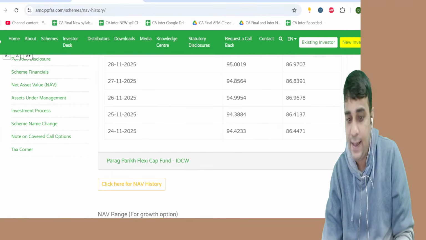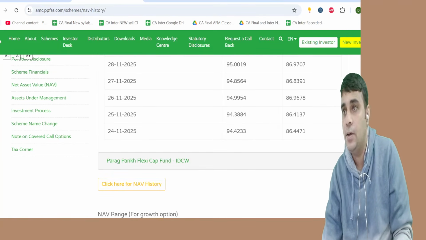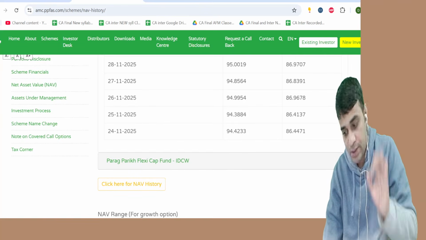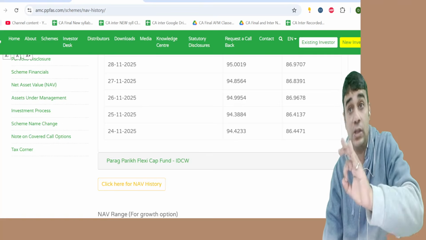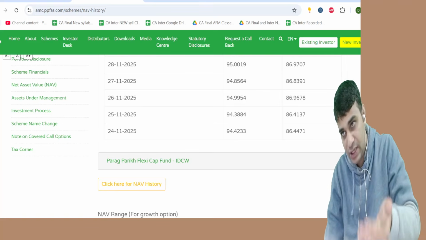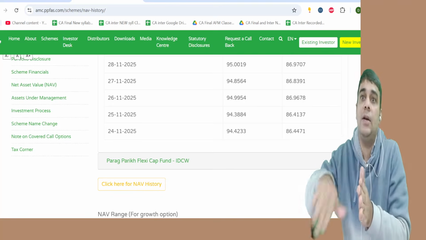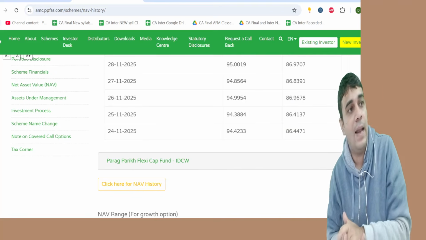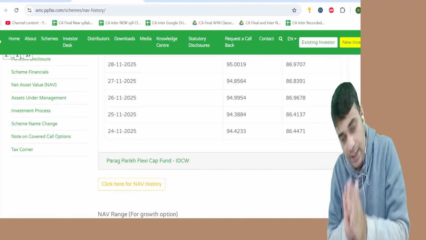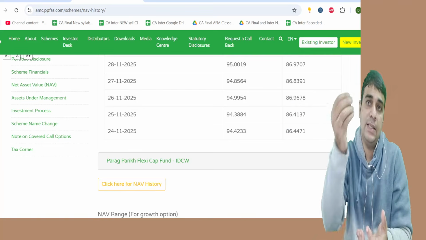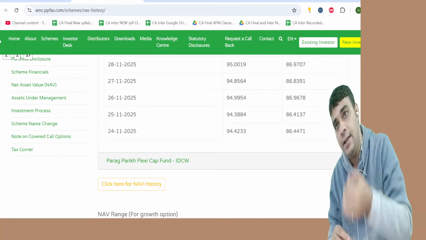Any trading day, the NAV will be declared by the mutual fund. NAV can go up, NAV can go down. This is for an open-ended scheme. Close-ended also, they'll declare the same NAV. They will declare the NAV, but for close-ended there'll be trading happening in the market. When trading is happening in the market, you may see the trade at a slightly higher price or slightly lower price.